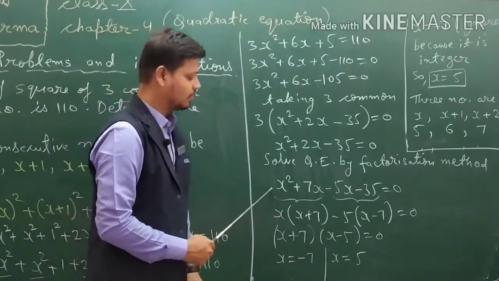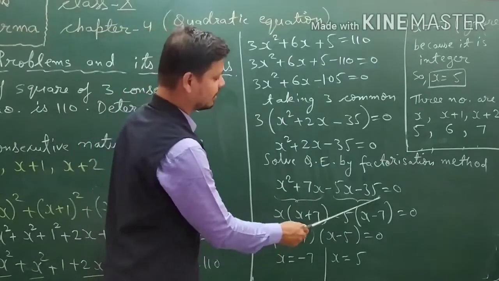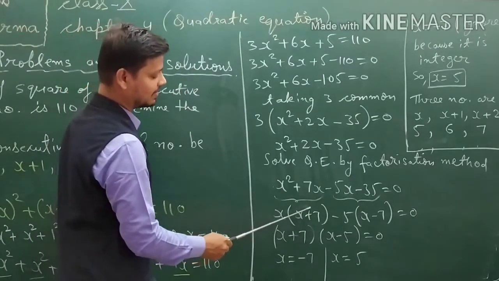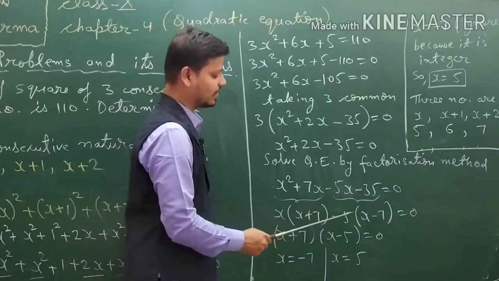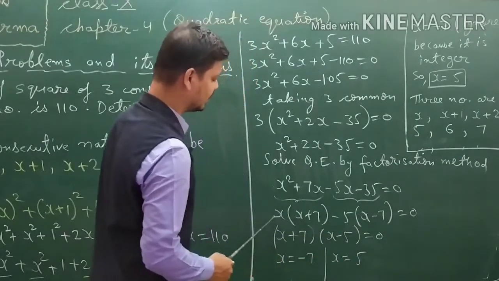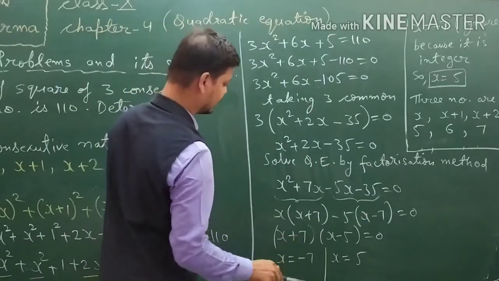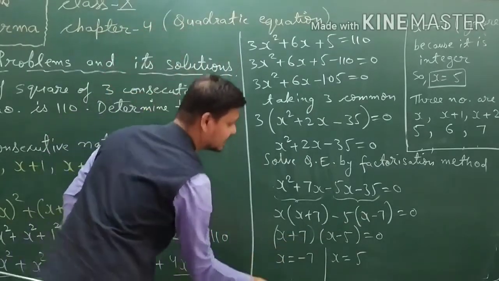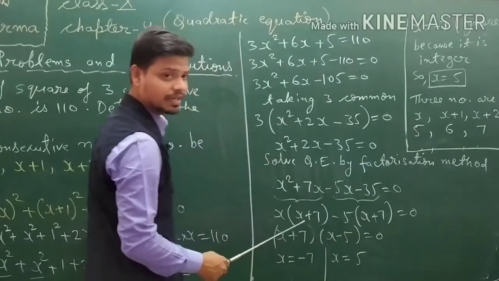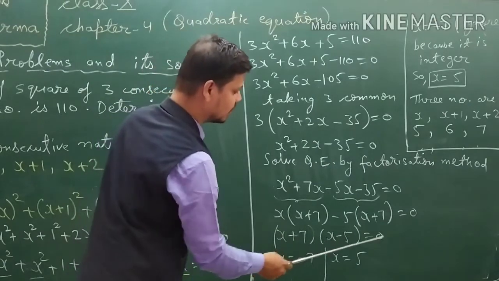Now you take common factors. First you take common from the first two terms, then from the last two terms. In the first two terms x is common, so you take x common, then x plus 7 is remaining. In the last two terms 5 is common, so take 5 common, then the remaining term is x plus 7, giving x(x plus 7) minus 5(x plus 7) equals 0. Now x plus 7 is common in both, so take x plus 7 common and what remains is x minus 5 equals 0.